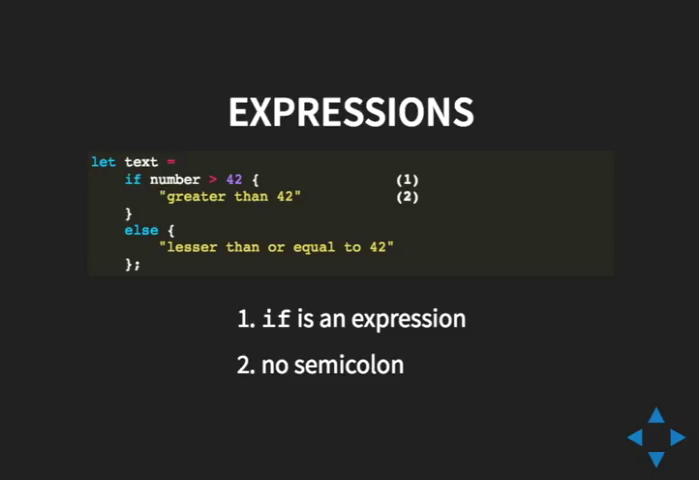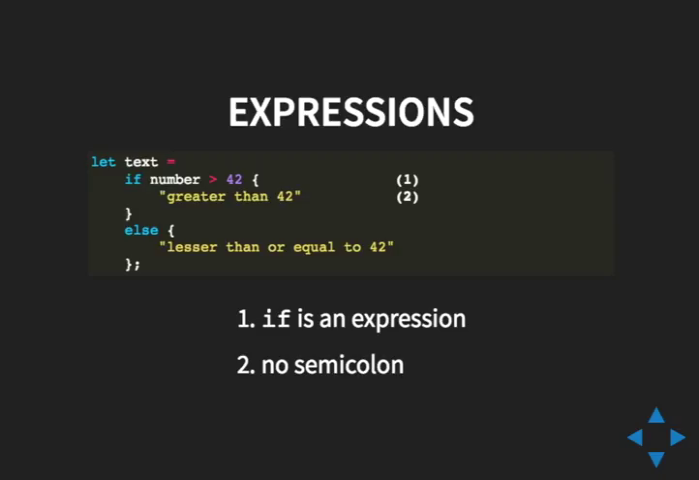So in Rust, many constructs are expressions. For instance, if expressions and match expressions. That means that you can return a value to a variable from an if or a match. So here, if the number is greater than 42, this string "greater than 42" will be assigned to text, otherwise the other string will be assigned.